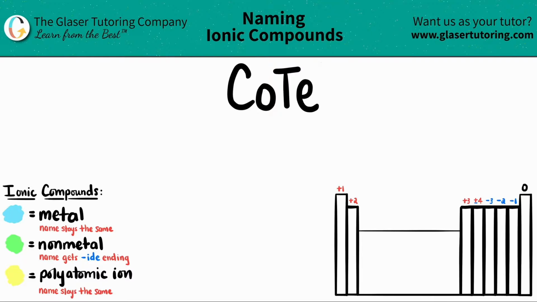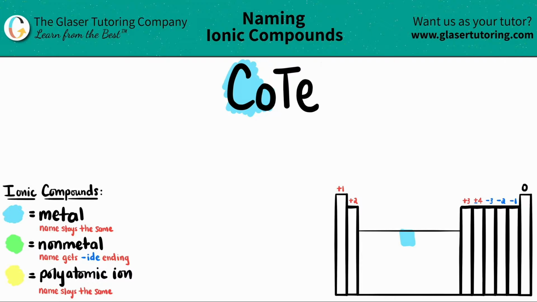Today, we're going to be naming the ionic compound of CoTe. Okay? So in this case, let's just find where these elements are on the periodic table. Now, Co, which is cobalt, is somewhere over here, right? And this whole box are transition metals. So I know that Co, cobalt, is a metal.